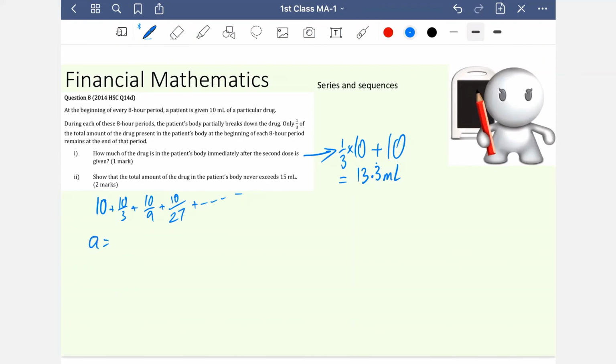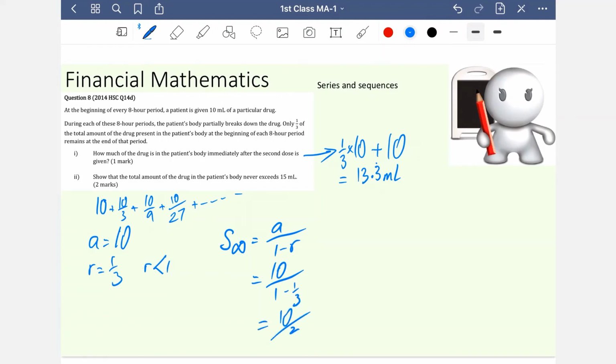What we have here is a GP, and the first term is 10. The ratio is 1/3. Now the ratio is less than 1, so therefore what we want is our sum to infinity. Okay, so we put that into the formula. 10 divided by 2/3, and that's going to give us 15 milliliters. That means that it's never going to exceed 15 milliliters. Alright.